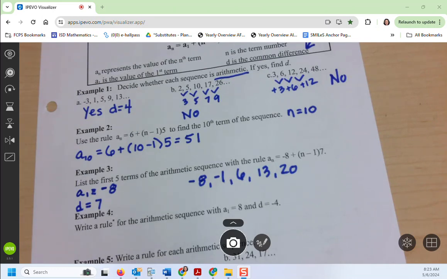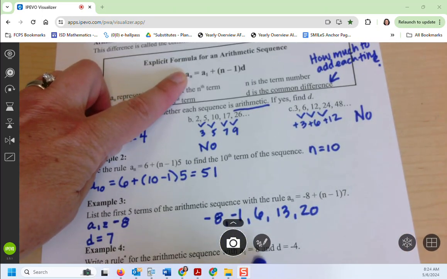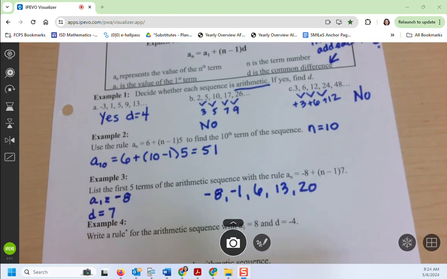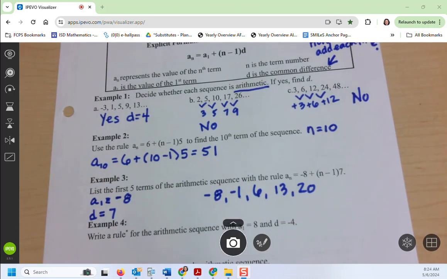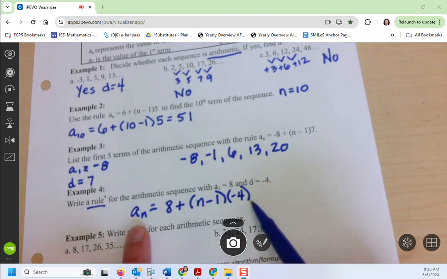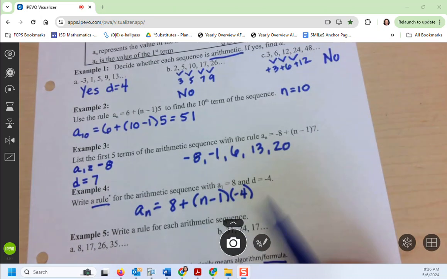Write a rule for the arithmetic sequence where a sub 1 is 8 and d is negative 4. So I want you to try this. What you're going to do is take the formula up here and substitute 8 for a sub 1 and negative 4 for d, and that's it. Nothing else. They're just telling you these 2 values. Everything else is going to stay variable. Write that equation, compare with the neighbor. When you write your equation out, add parentheses on your negative 4 so you don't think you're subtracting 4. You're actually multiplying by negative 4.